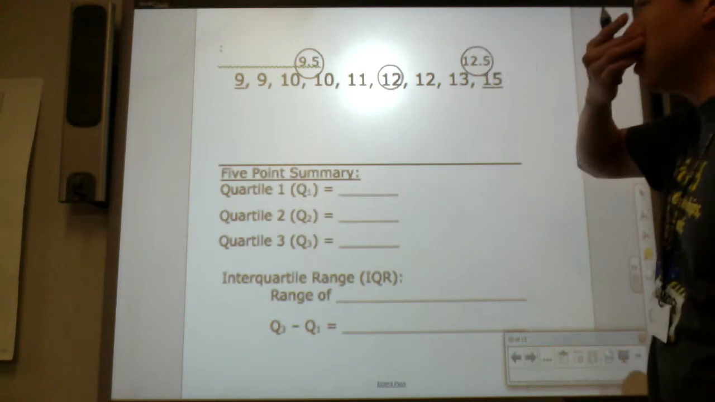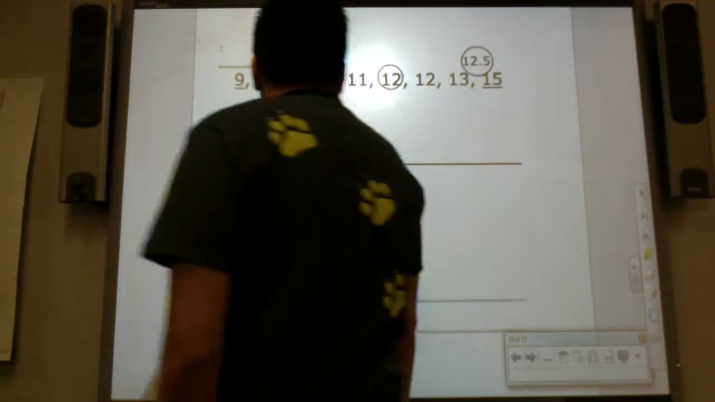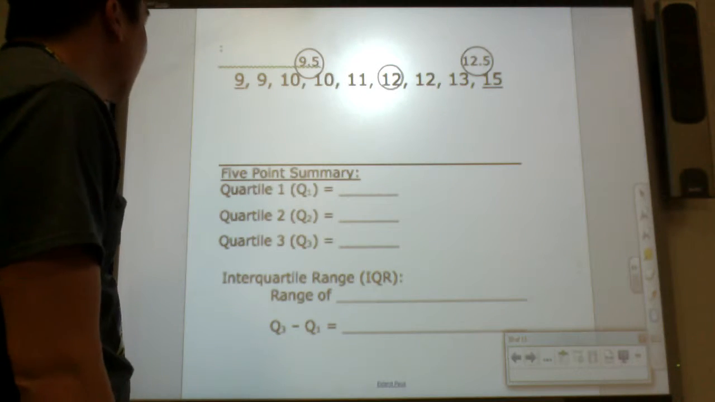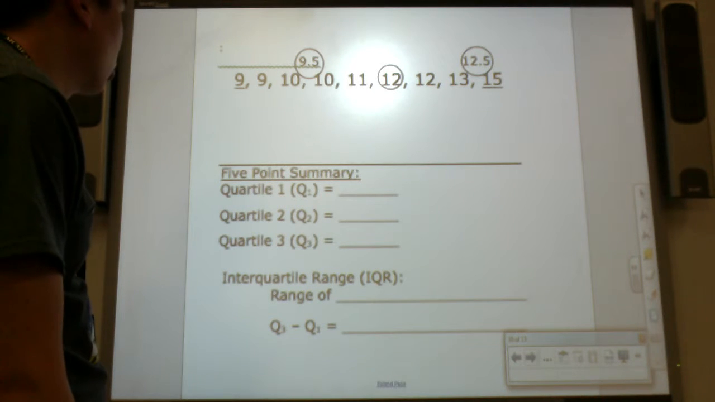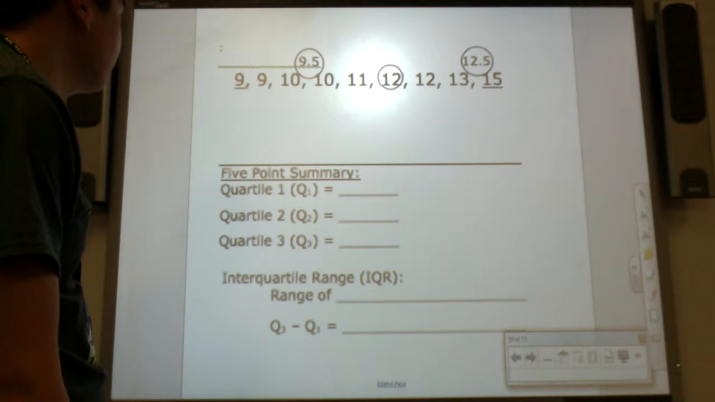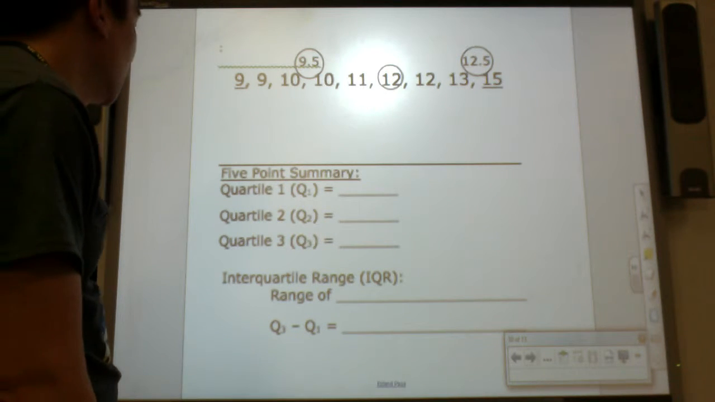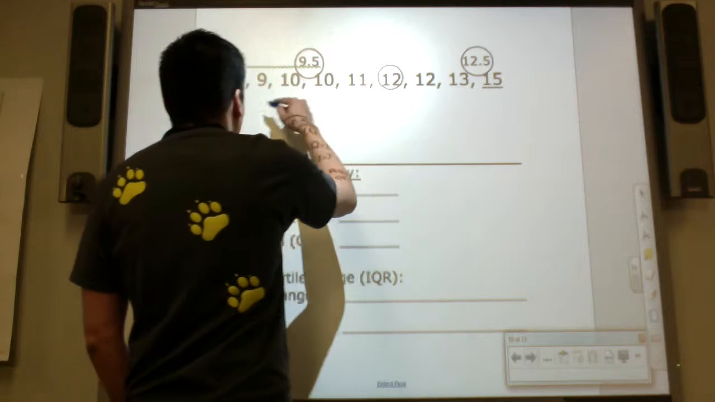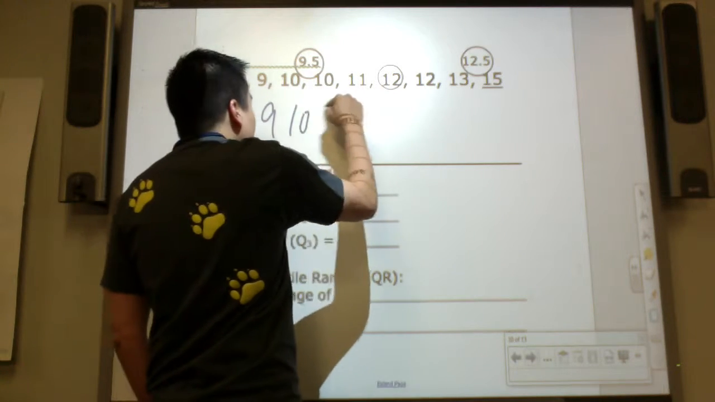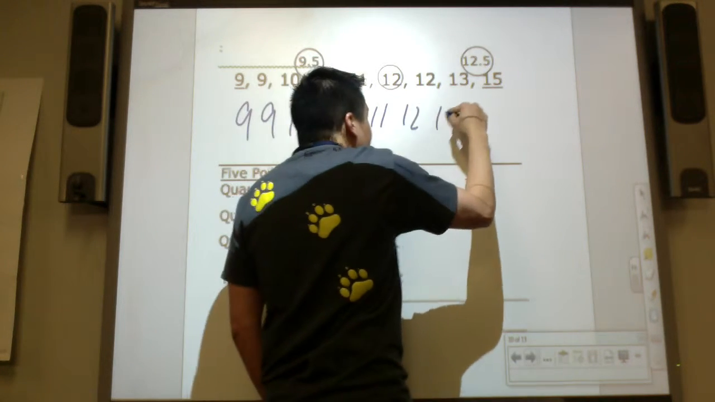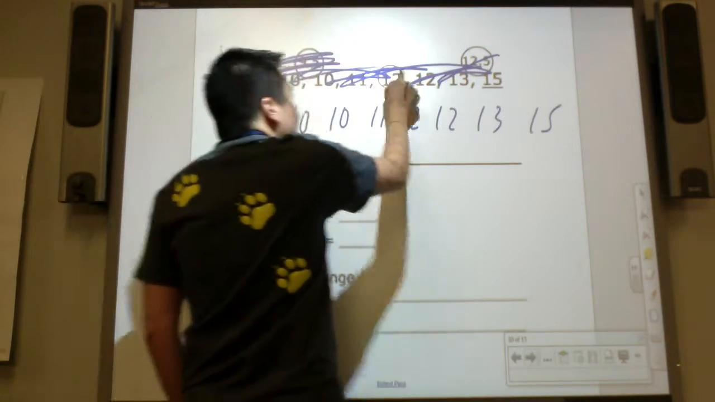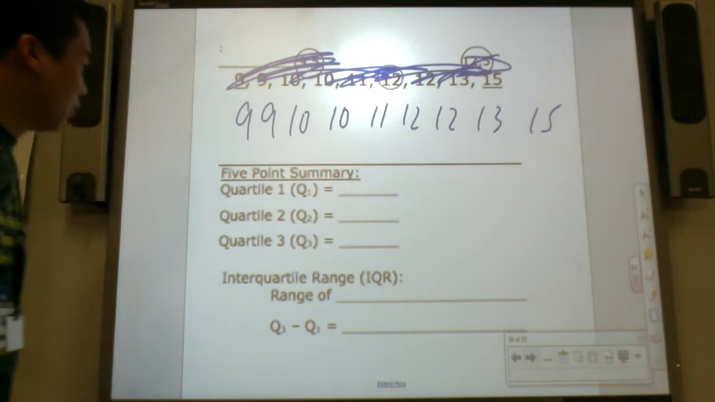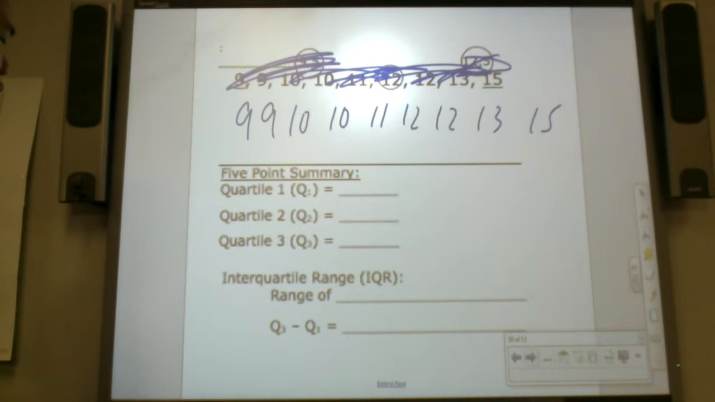So here's a set of data. Let's describe it now. Find quartile 1. Oh yes, this is completely wrong. They did this on purpose to trick kids. So let's erase this right here. So find quartile 1, quartile 2, quartile 3.